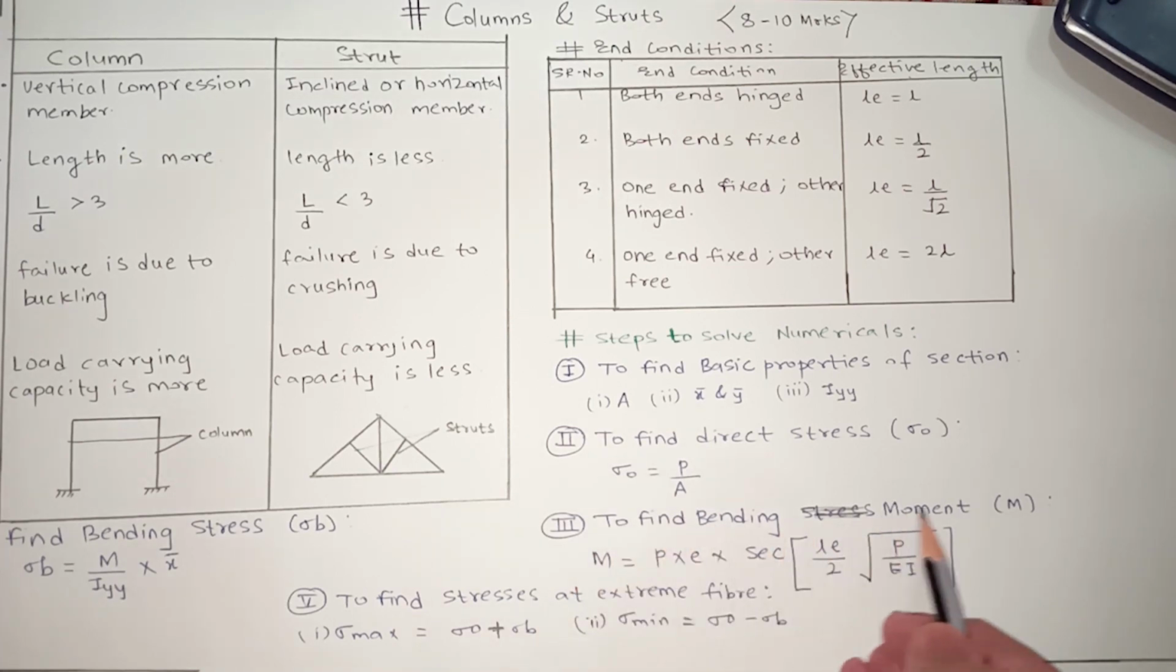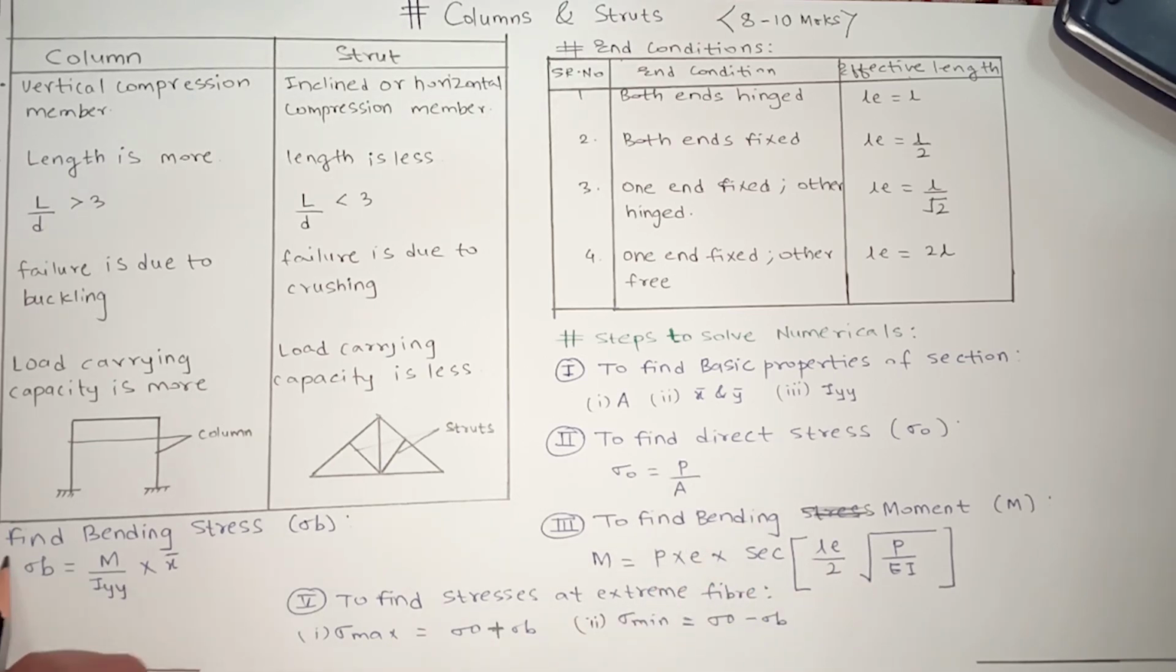Third step is to find bending moment, and the formula for bending moment is P into E into sec of LE by 2 under root of P by EI. Here E is the eccentricity where the load is acting. The fourth step is to find bending stress sigma B, and the formula for sigma B is M upon IYY into x bar. And the final step is to find stresses at extreme fiber, the formula for which is sigma max equal to sigma O plus sigma B and sigma min equal to sigma O minus sigma B.